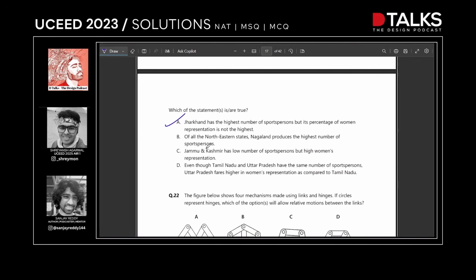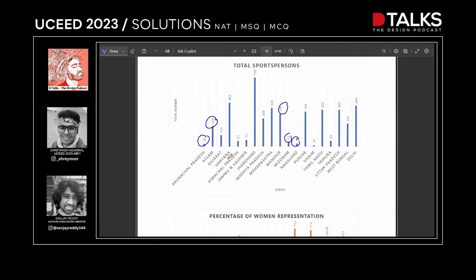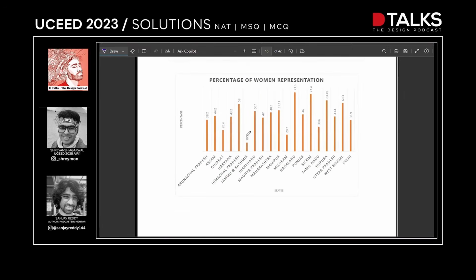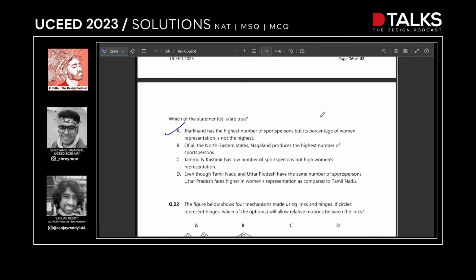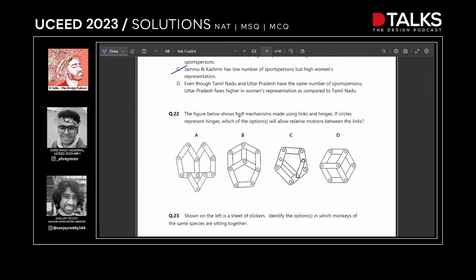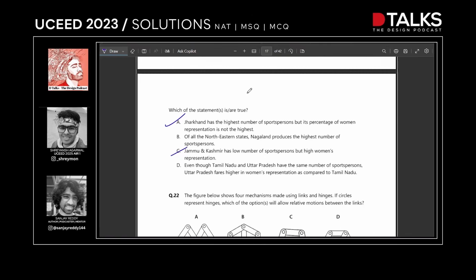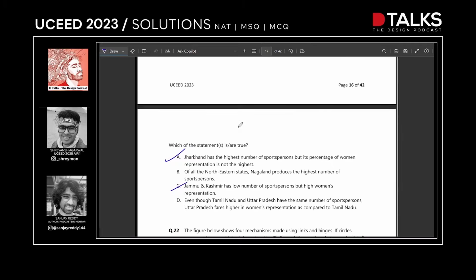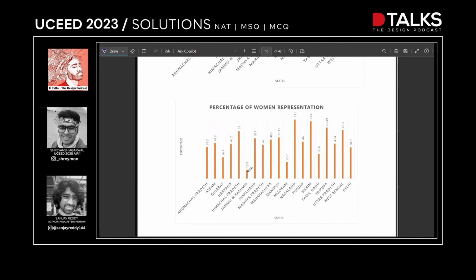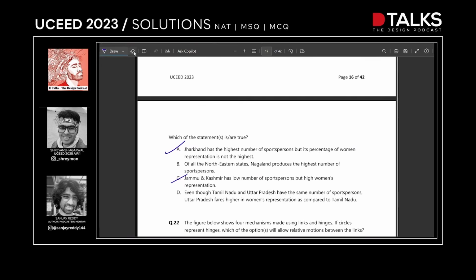Option C, Jammu and Kashmir has low number of sports persons but high women's representation. So Jammu and Kashmir, J&K has only 73. Okay, that is low. And the women representation is pretty high. It's 59. Yeah. It's higher than most of the states. Yeah. Can you go back to the graphs once? Oh wait, this is 10.9. I'm so sorry. I read the Himachal. Wait. ठीक है, C is wrong.